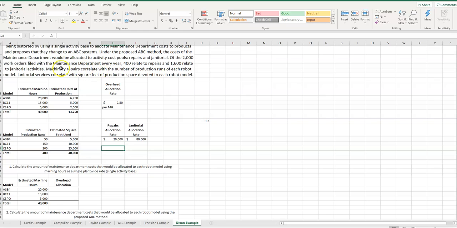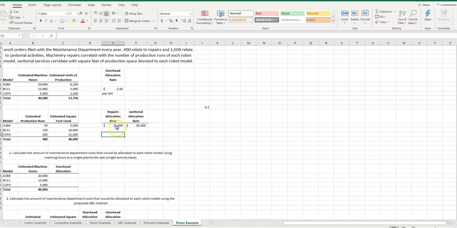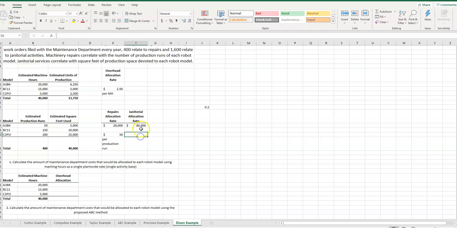To figure our allocation rate, we're going to use the number of production runs for our repairs and the amount of square feet given to our production space for each robot model for our janitorial services. So for our repairs, we take our $20,000 divided by the total estimated number of production runs. And we get a rate of $50 per production run. For our janitorial allocation, we take our $80,000 in costs divided by the number of square feet that we have available for production. That gives us a rate of $2 per square foot.